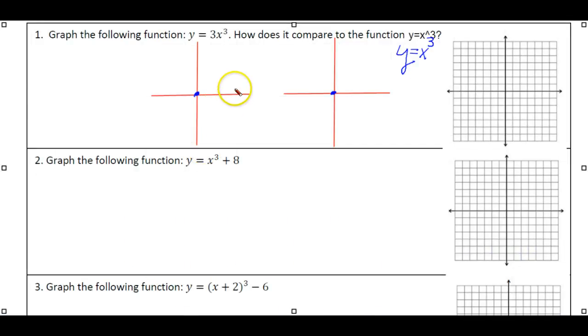Okay, going on to our next page, we are asked to graph the following, and how does it compare to these functions? Well, let's do this one first. We know this one is just going to be like so here, and then like so here, going through the origin. Well, this one, when it's 3 times this, instead of being this way, it's a little closer in here.